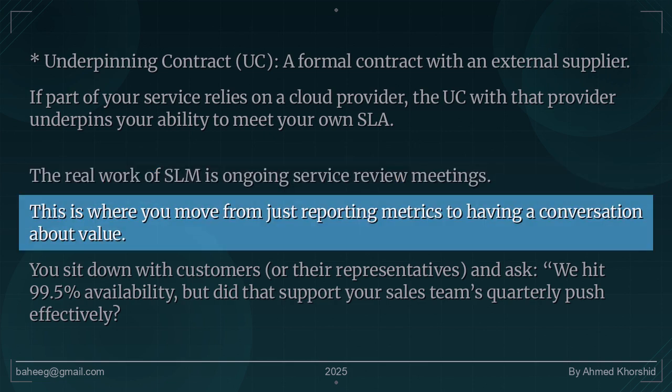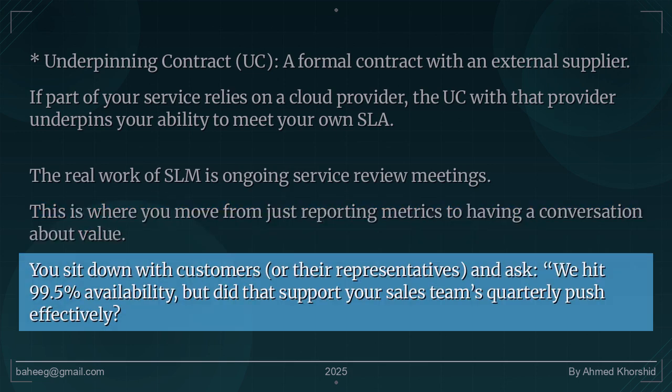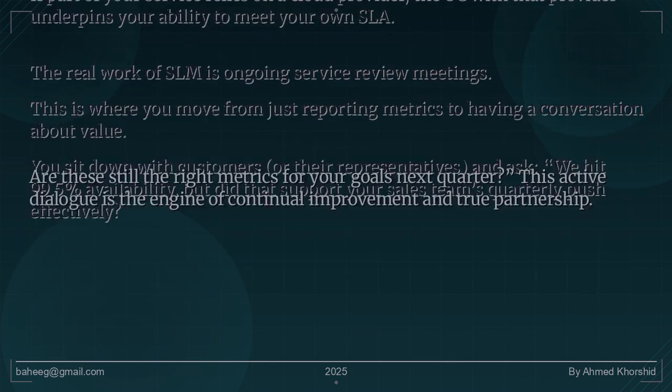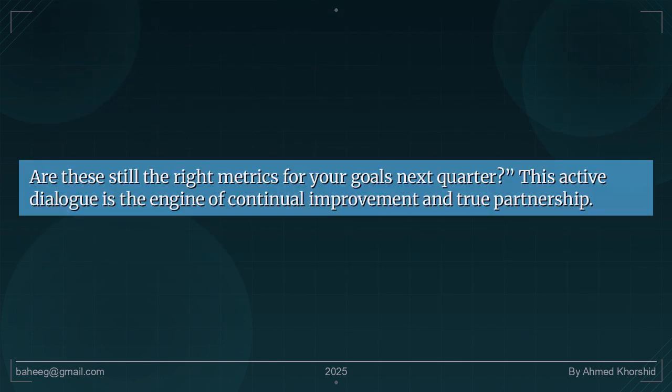This is where you move from just reporting metrics to having a conversation about value. You sit down with customers, or their representatives, and ask, "We hit 99.5% availability, but did that support your sales team's quarterly push effectively? Are these still the right metrics for your goals next quarter?" This active dialogue is the engine of continual improvement and true partnership.